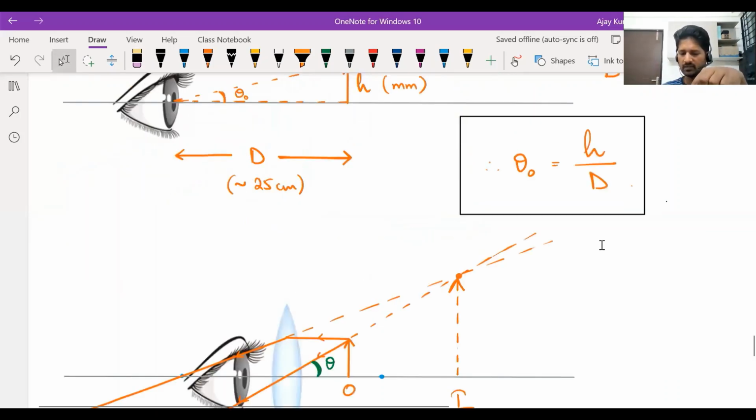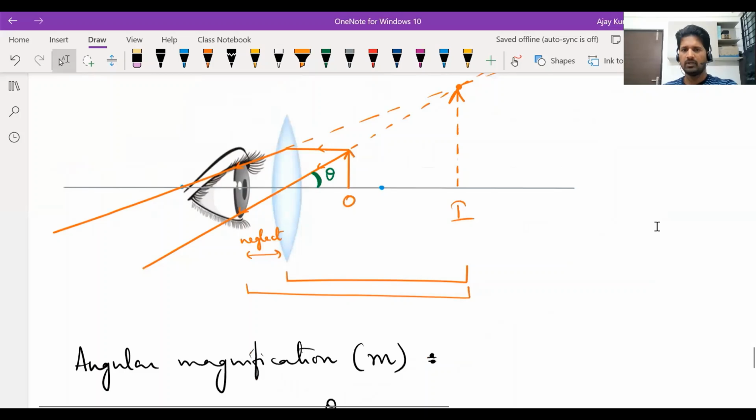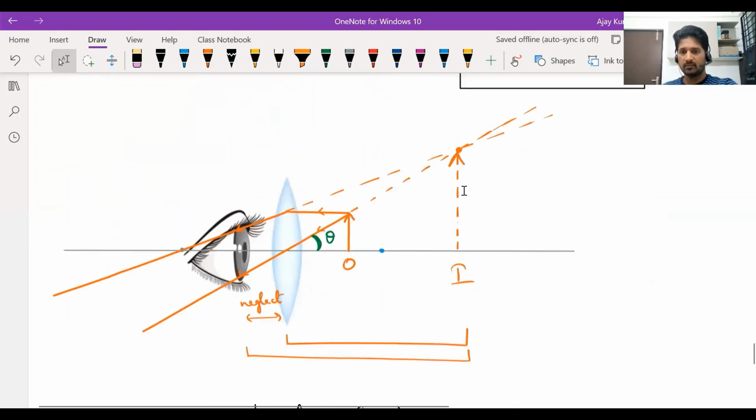Okay, the angle subtended on the eye when we look at it directly is h by d. That is known to us. What we now need is the angle subtended by the image on the eye. Is it clear till this point? What we are looking for and what kind of magnification we want and all.